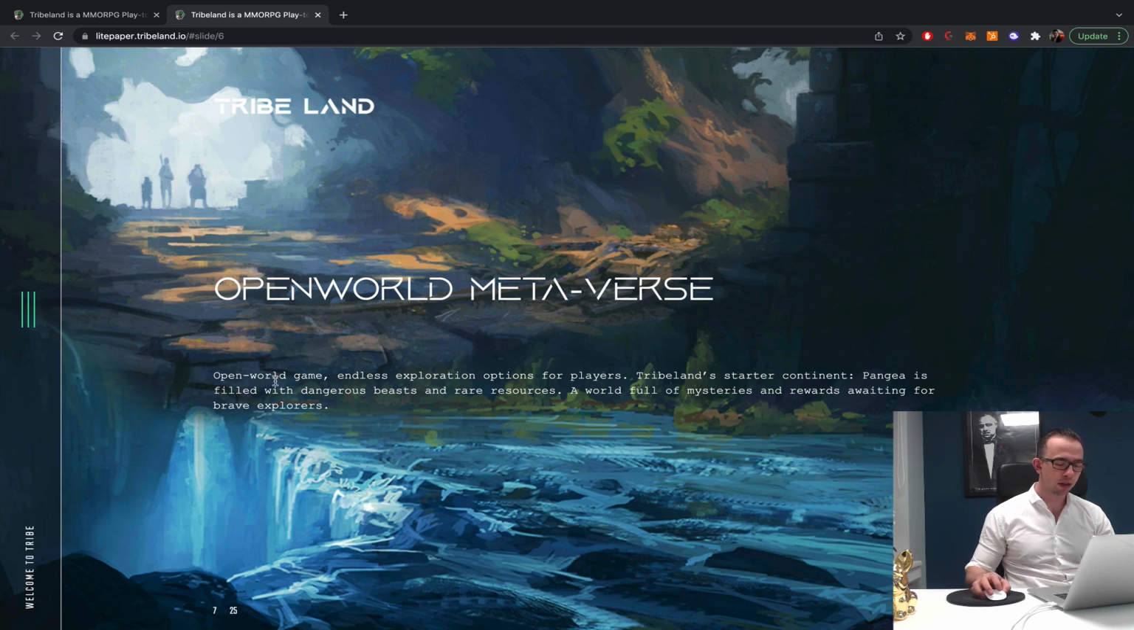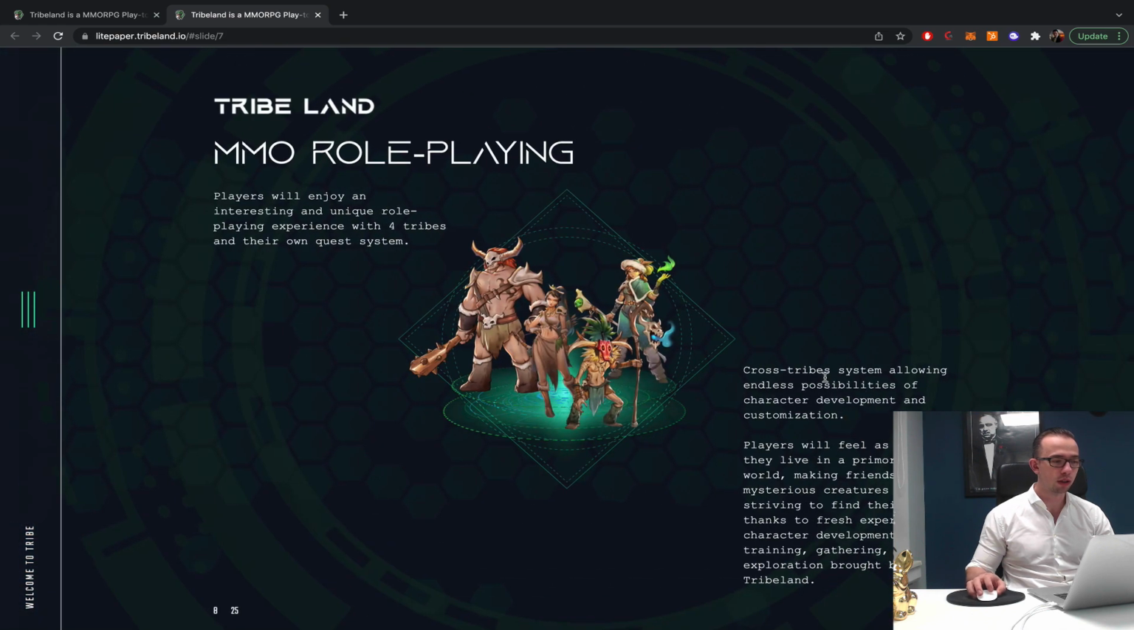Open world metaverse, open world games, endless exploration options for players. Tribeland's starter continent, Pangea, is that how you pronounce it? Pangea, is filled with dangerous beasts and rare resources, a world full of mysteries and rewards awaiting brave explorers. Okay, MMO role-playing, players will enjoy interesting and unique role-playing experience with four tribes and their own quest system.